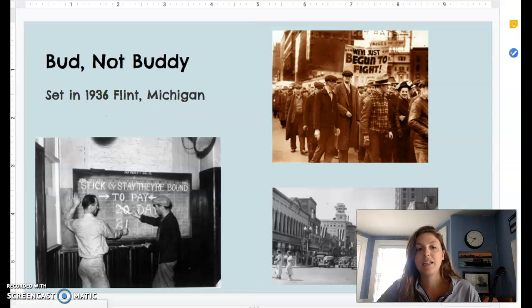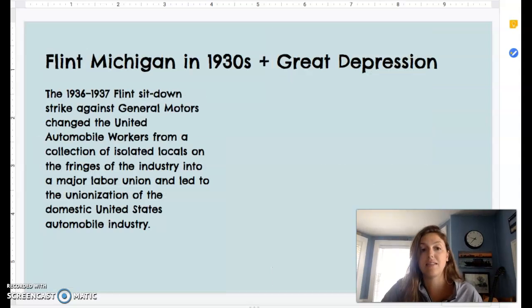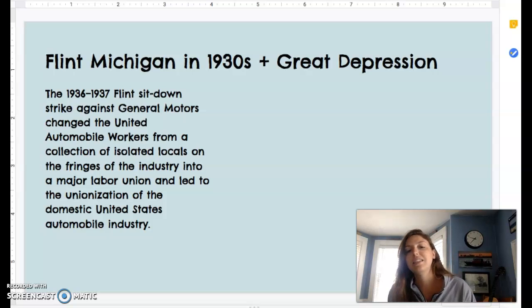So Bud, Not Buddy takes place in the year 1936 in Flint, Michigan. So it takes place in the United States, but in the 1930s. And so in the 1930s, 1936 to 1937, there's a lot going on in Flint, Michigan at that time.